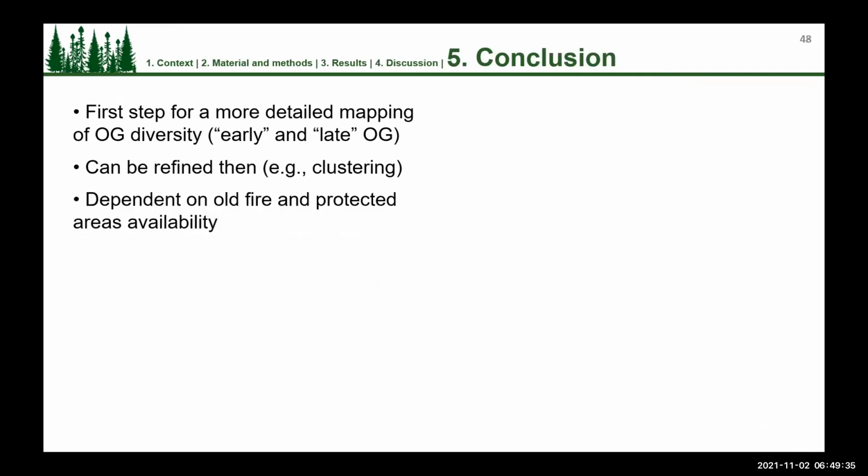But a main limit is maybe that right now this method is dependent on old fire and protected areas, because they're useful to have access to many data to parameterize the model, but then the location of old fire is relatively random, and there are not so many protected areas in the boreal forest. And so we need to see in the future to which extent we can use this method in larger areas, and to which extent it will stay relevant at the scale, for example, of the boreal forest of Quebec.